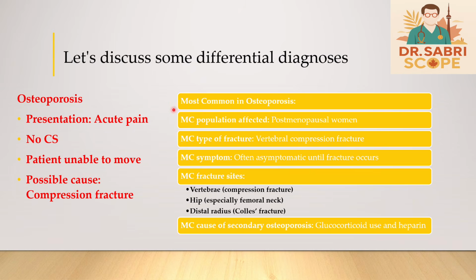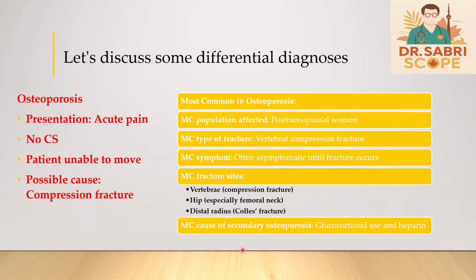And regarding osteoporosis, the most commonly affected population will be postmenopausal women, because the estrogen level decreases, which also affects bone strength. And here, the most common type of fracture will be vertebral compression fracture. The most common symptoms could be different, depending on the fracture site. We cannot talk about that in general, because a cervical fracture can present with neck pain, while a lumbar or sacral one could present with back pain.